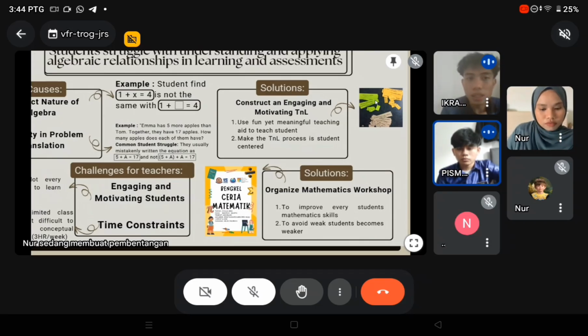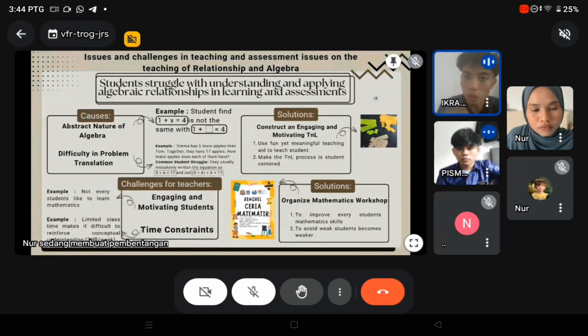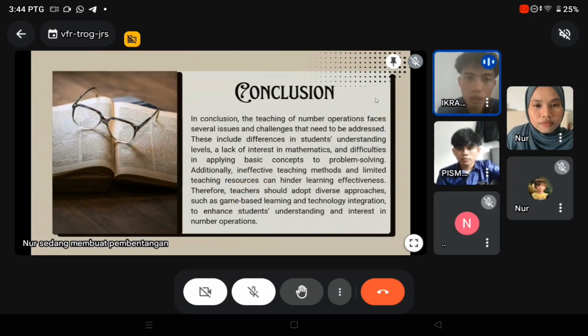So this is the third issue and our last issue for our group. So we move on to the conclusion. In conclusion, the teaching of number operations faces several issues and challenges that need to be addressed. These include differences in student understanding levels, a lack of interest in mathematics, and difficulties in applying basic concepts to problem solving. Additionally, ineffective teaching methods and limited teaching resources can hinder learning effectiveness. Therefore, teachers should adopt diverse approaches, such as game-based learning and technology integration, to enhance students' understanding and interest in number operations. So that's the conclusion for our group.